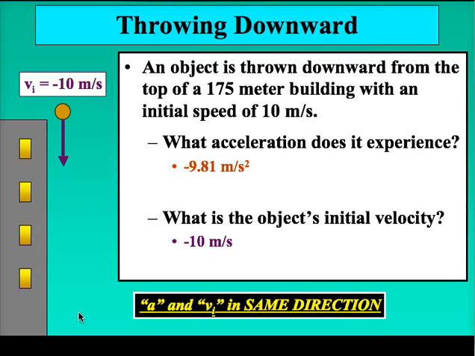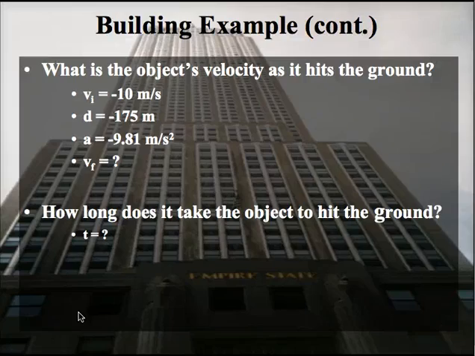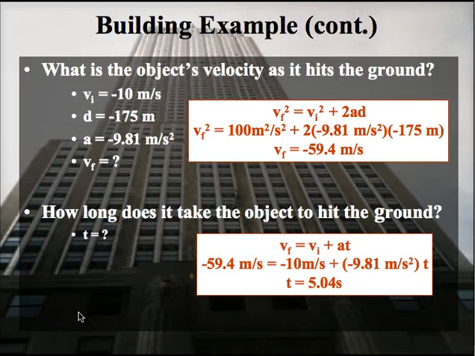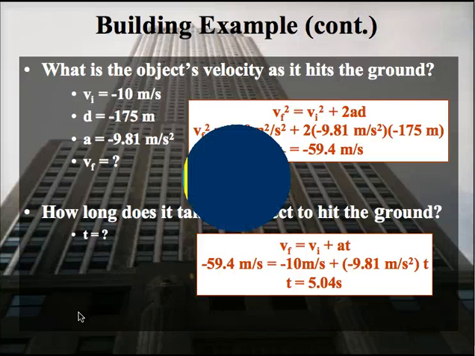a and Vi are in the same direction, so the object will be speeding up. Okay, what's its velocity as it hits the ground, and how long does it take to hit the ground? Using the kinematics, Vf squared equals Vi squared plus 2ad, we can see that the final velocity will be negative 59.4 meters per second as it hits the ground. And we can use kinematics to find out the time, 5.04 seconds.